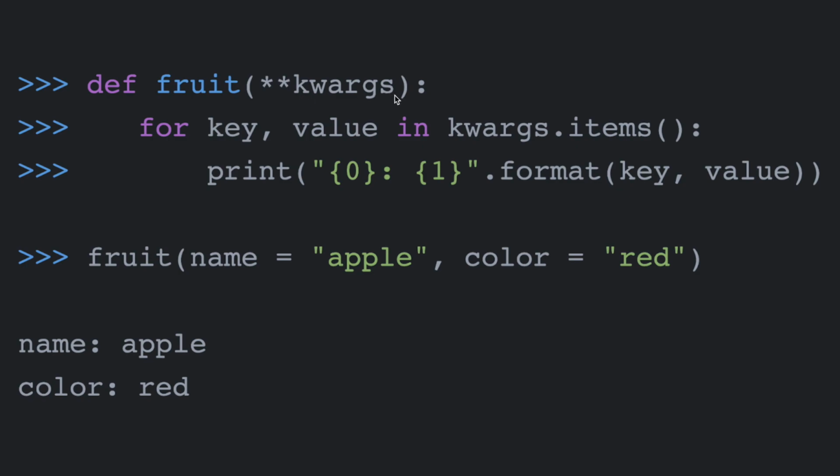The kwargs, it means keyword arguments, and you can have an indefinite number of them, which is just key value pairs. So we can pass in an unlimited number of key value pairs, and here it's just going to print them.